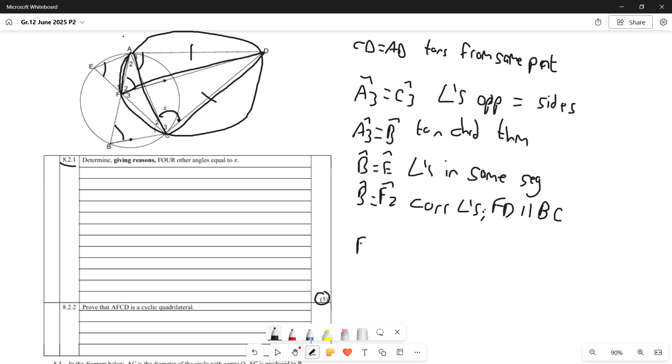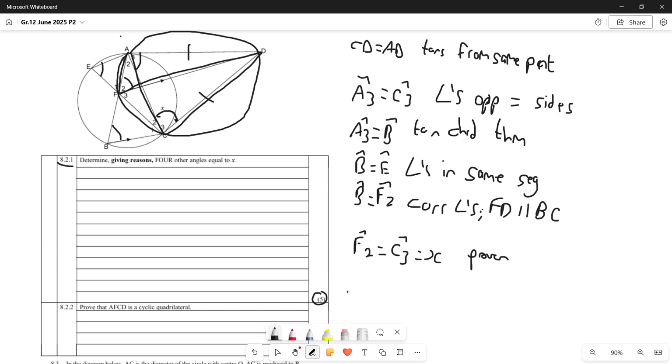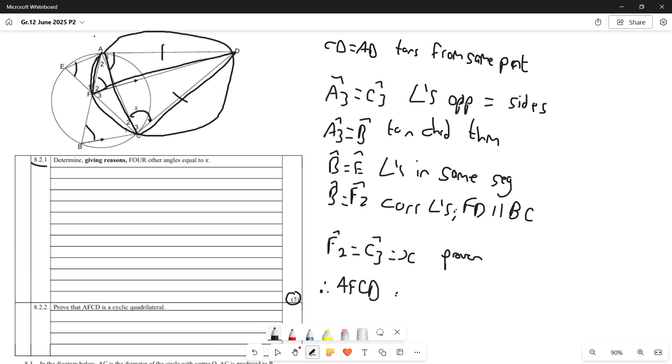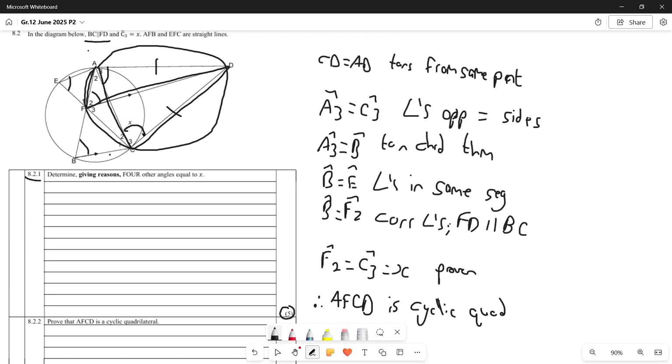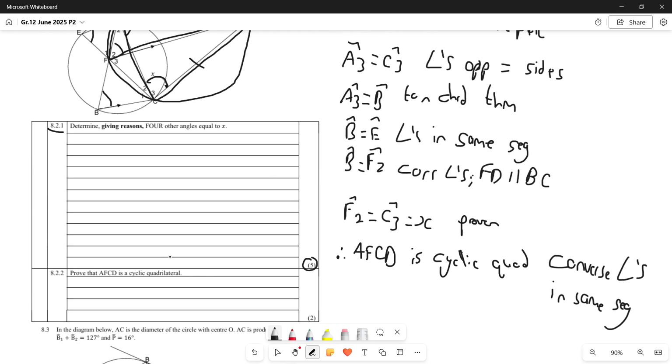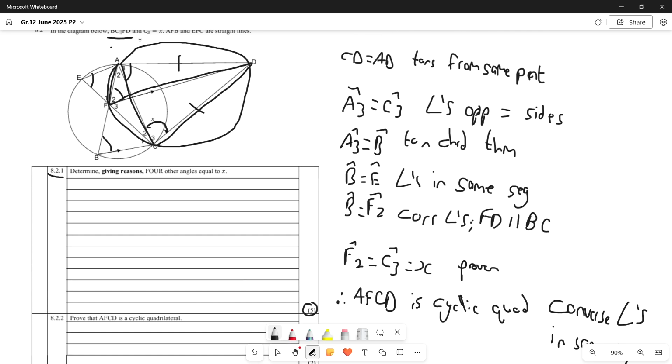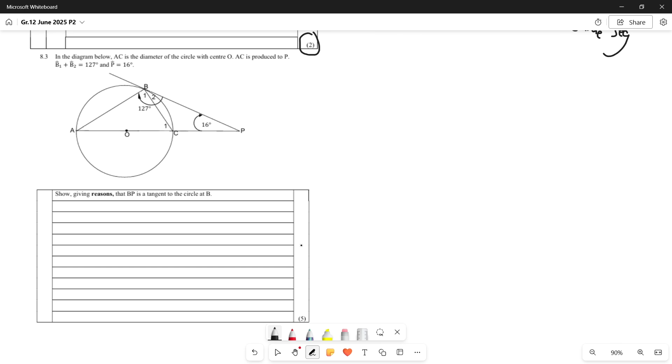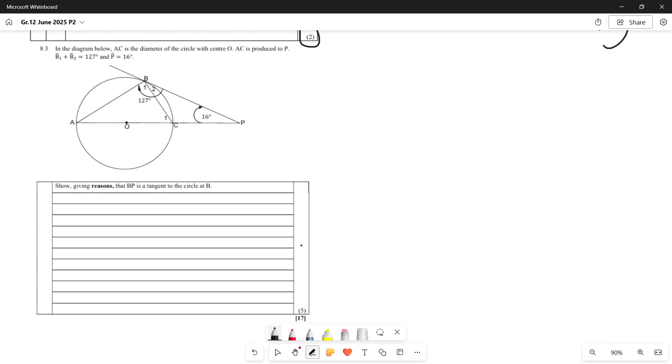We can just go ahead and say F2 equals C3 equals X. This was proven already, and because of that, therefore AFCD is a cyclic quad. And our reason for this is converse angles in same seg. And we have just proven that AFCD is a cyclic quadrilateral for 2 marks. And now we're on 8.3. This is the last question of this section.